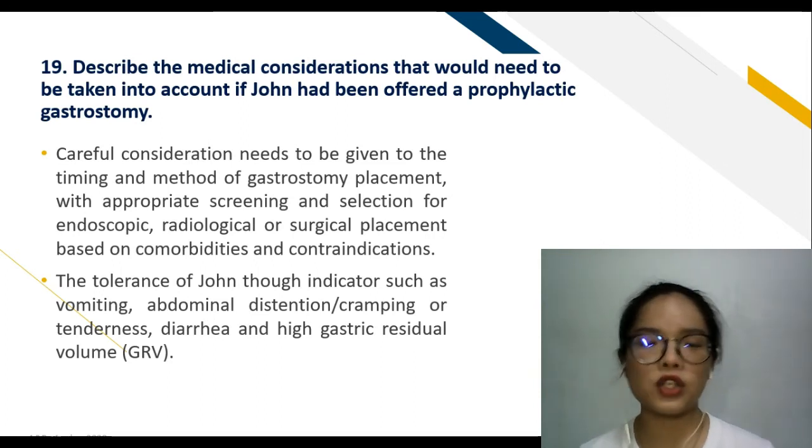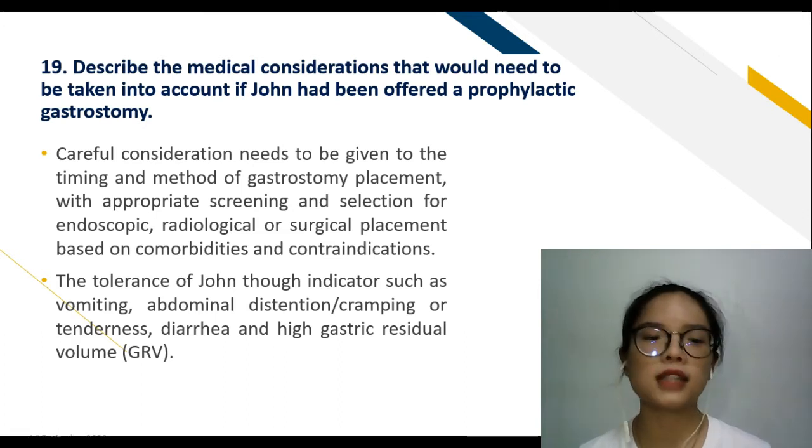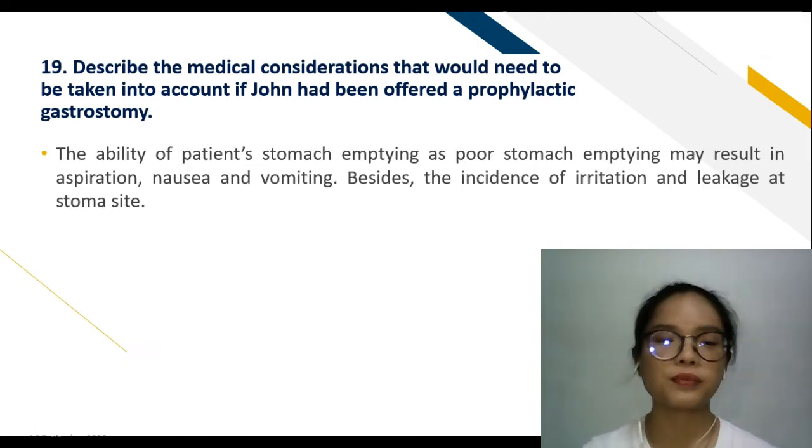The medical considerations that need to be taken into account if John is offered a prophylactic gastrostomy: careful consideration needs to be given to the timing and method of the gastrostomy placement, with appropriate screening and selection for endoscopic, radiological, or surgical placement based on comorbidities and contraindications. We also have to monitor and evaluate John's tolerance through indicators such as vomiting, abdominal distension, cramping, or diarrhea, and a high gastric residual volume (GRV). This shows John's tolerance to the current enteral feeding regime and the enteral feeding formula.